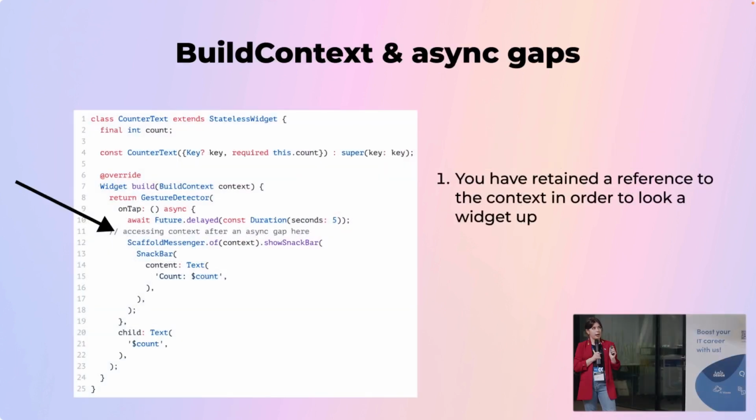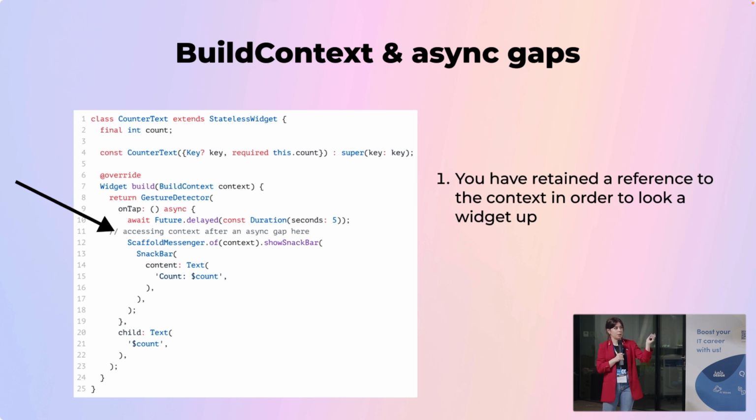So another very popular error, I've seen this many times, is BuildContext accessed in async gaps. So what can happen in here? So we have the counter text. It's just a GestureDetector that on tap awaits a future and then shows a snack bar, right?